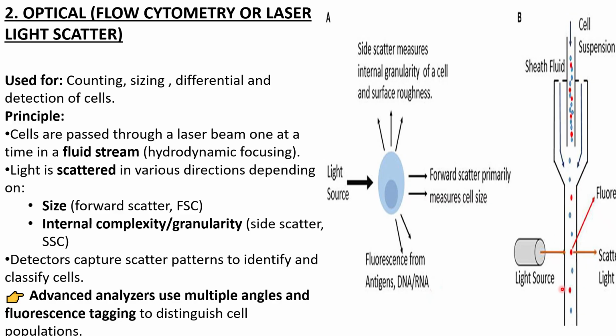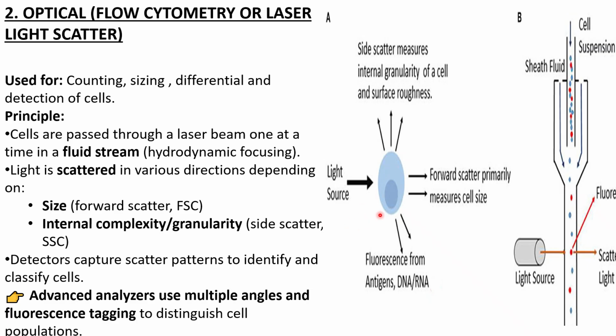Hydrodynamic focusing helps in such a way that the cells are passed through the laser beam one at a time. The light is scattered in various directions depending on the size of the cell. We get the forward scatter, and the forward scatter will help in detecting the size. The side scatter will help us to have an idea about the complexity or granularity of the cell.